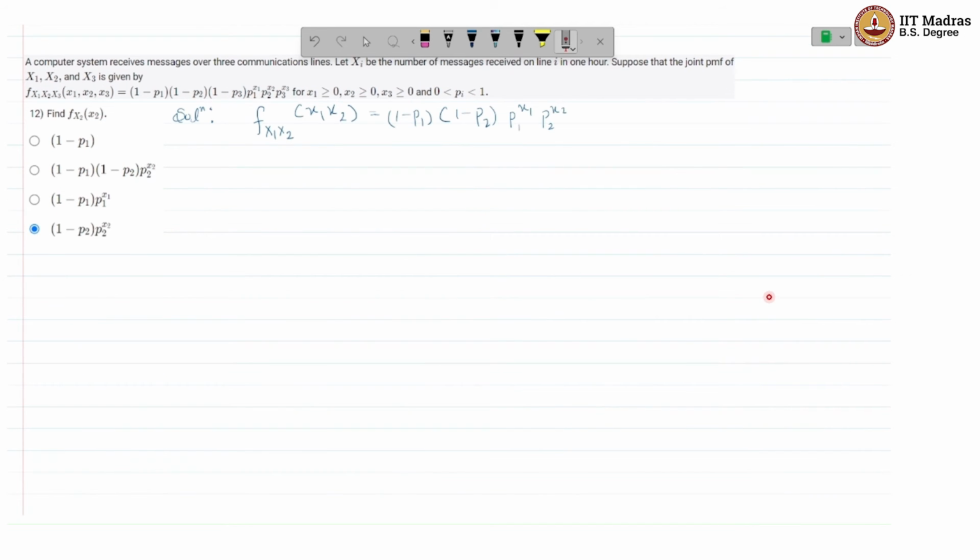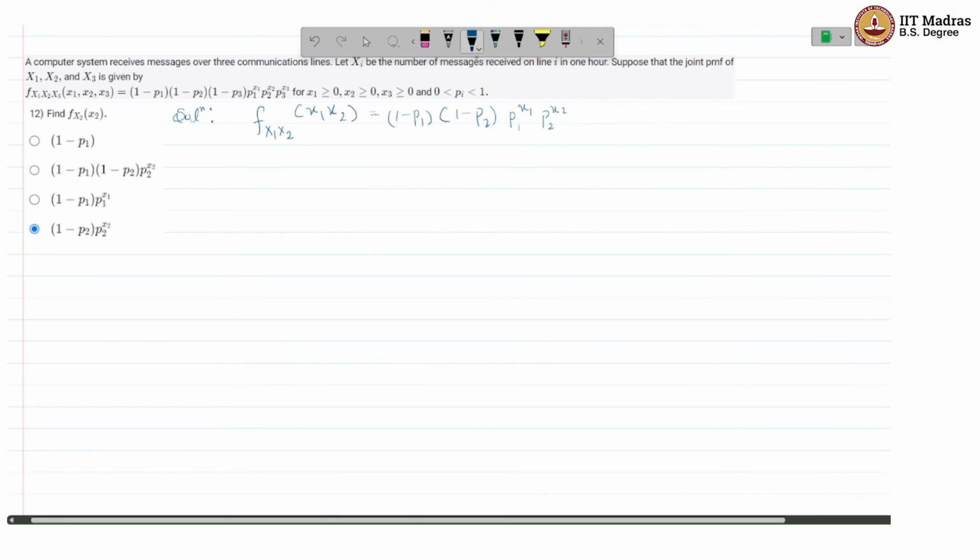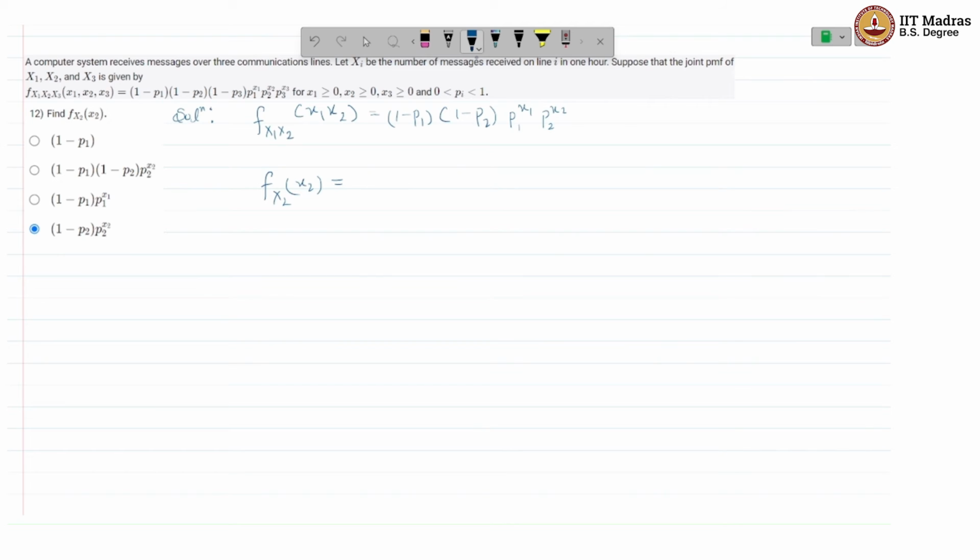Now coming on question number 12. In question number 12, we have to find the marginal of x2. In the previous question, we computed the joint PMF of x1 and x2, so we'll use this PMF to find the marginal of x2. And how will we do that? We'll find the marginal of x2 by summing the probabilities of all x1, x2 pairs where x2 is fixed and x1 takes different values. So this will be equal to summation x1 from 0 to infinity of f x1, x2.